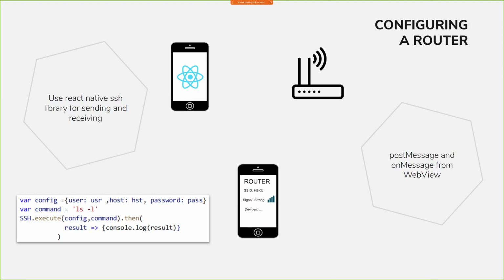The configuration of a router required a library in React Native. The React Native SSH library was used to send commands and receive their outputs like any normal SSH session. The function used in our code to establish a connection, send, and receive data is shown on the slide at the bottom. SSH execute takes as input parameters the configuration, which includes username, host IP, and password, and the command that we want to send, which in this example is LS. The function will output a result in a callback, which will show the result from the command.